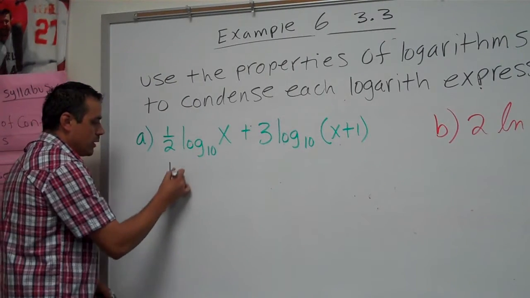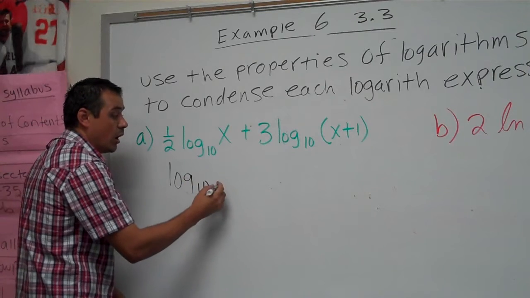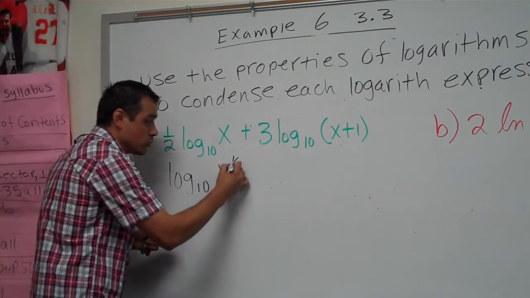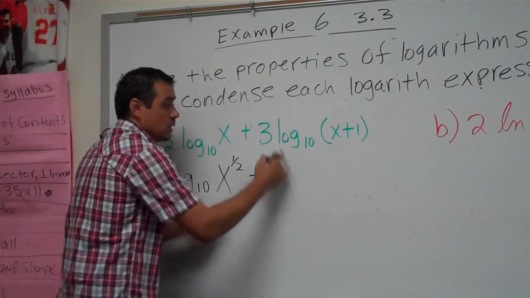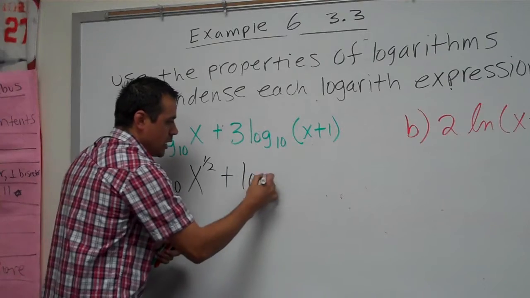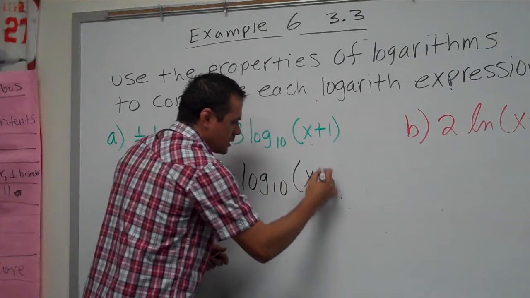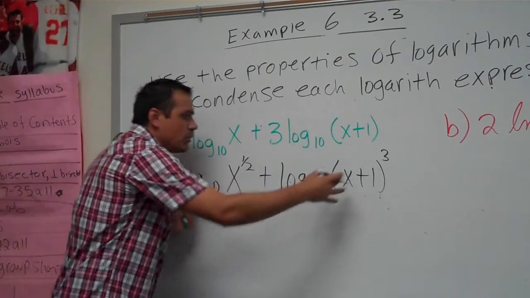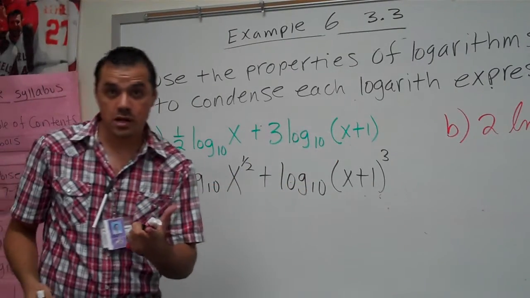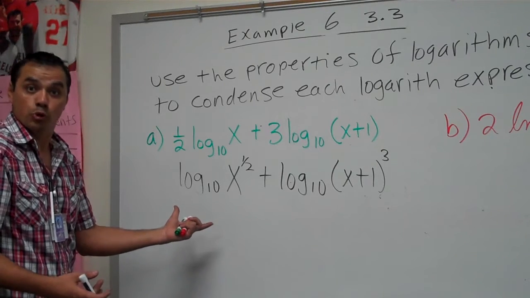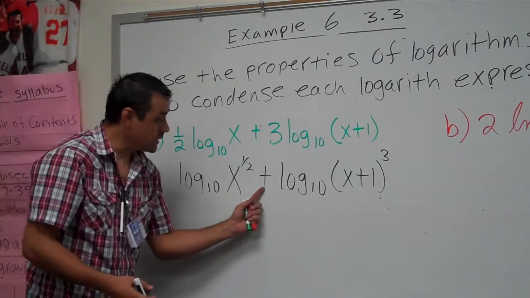So we end up with log base 10 of x, but remember, the 1/2 goes over here, plus the 3, right? Very good. So we get log base 10 of x plus 1 to the 3rd. And now, yeah, it got a little bit smaller, but not that much, right? I mean, look at this. We could still make it a lot smaller.